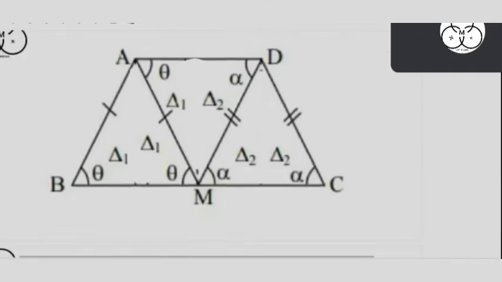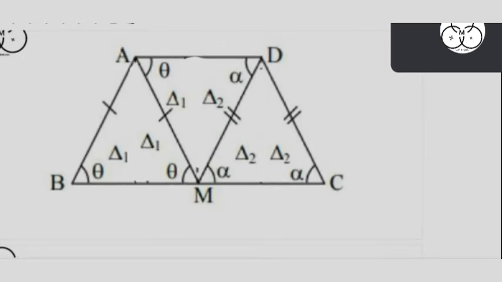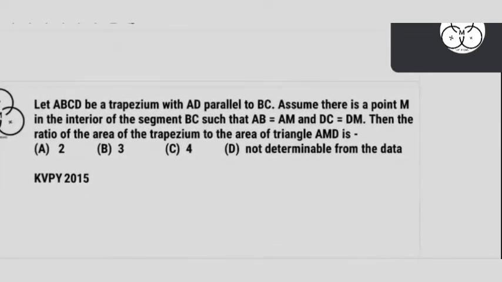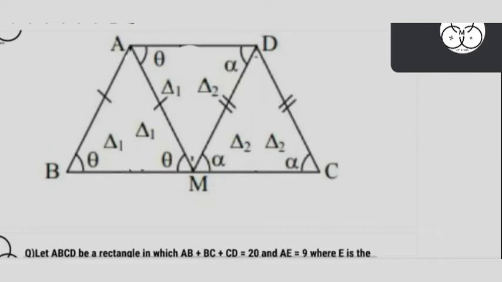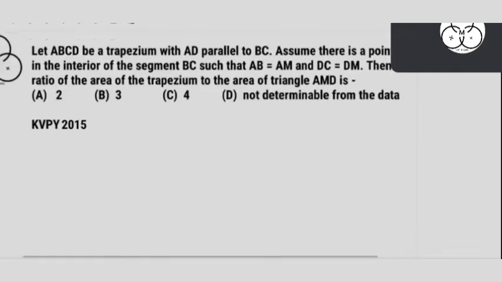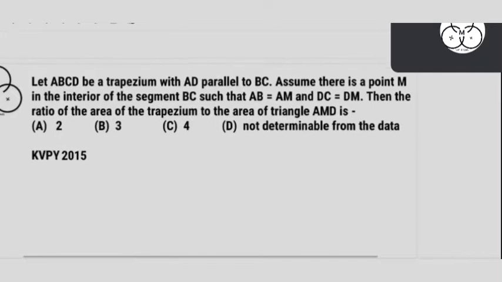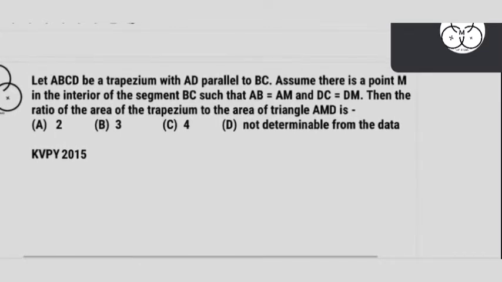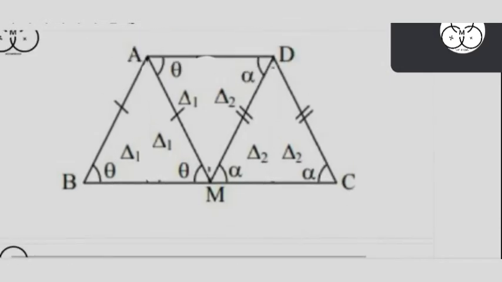Let's draw the figure. M lies on BC. Assume there is a point M in the interior of the segment BC such that AB equals AM and DC equals DM. We need to find the ratio of the area of the trapezium to the area of AMD. Very easy question.